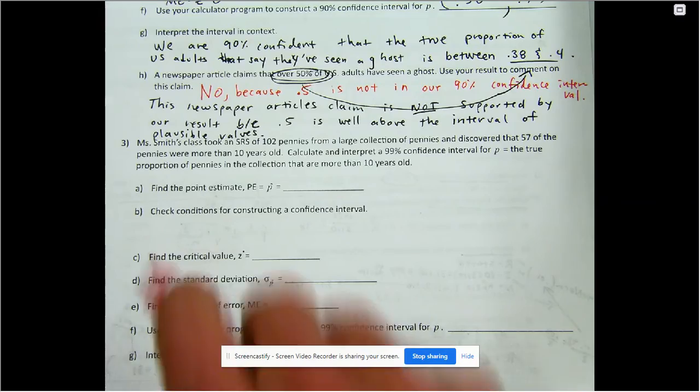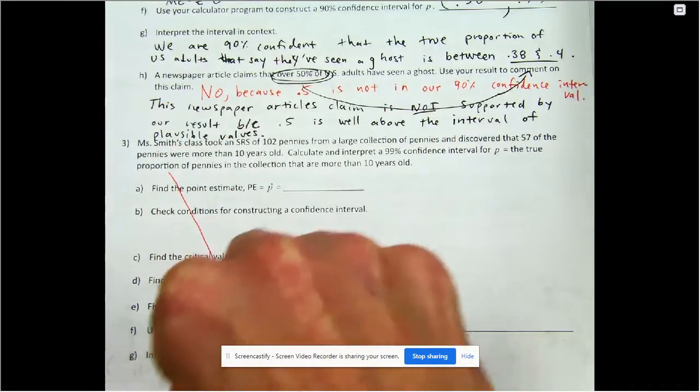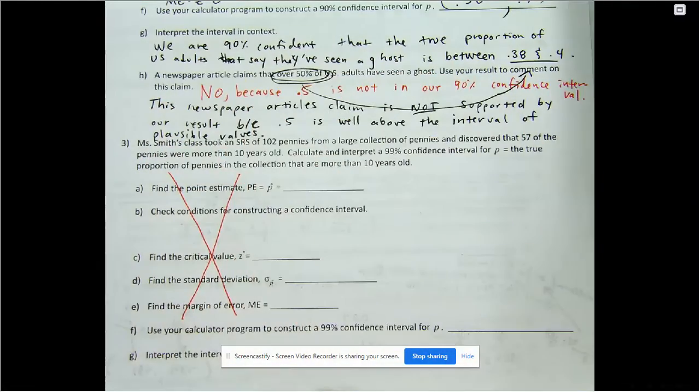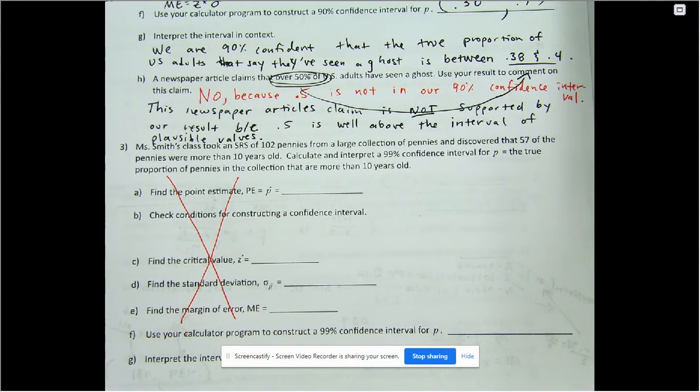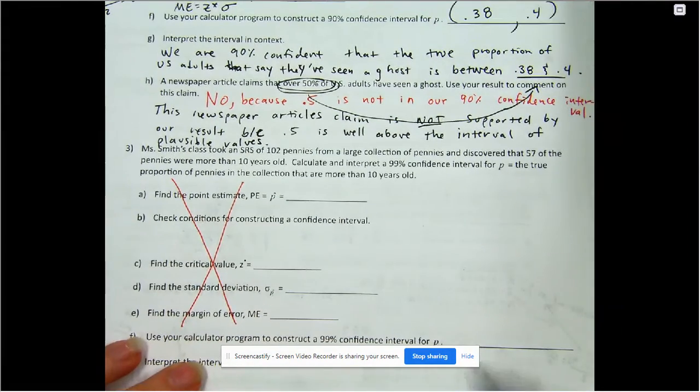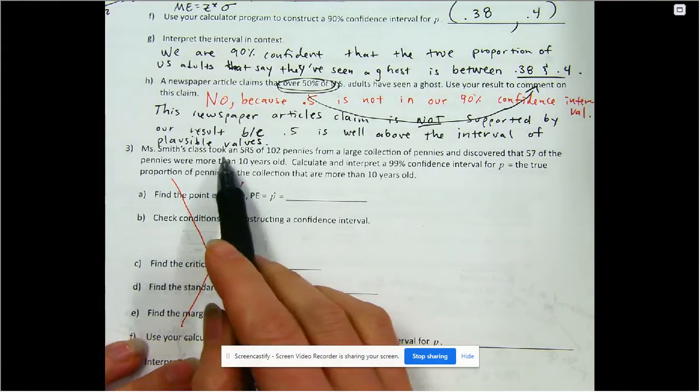So this time, I'm not going to do any of this. I'm not going to do any of this. I am just going to use my calculate and interpret, and then is it plausible? I'm just going to do that. Okay, so let's read through. Well, I will check conditions, but I'm not going to calculate by hand.